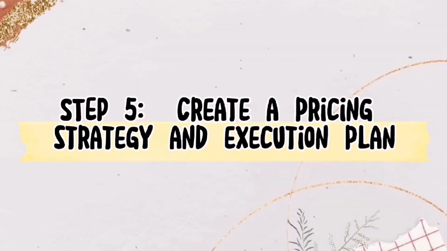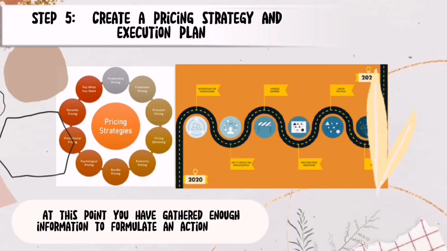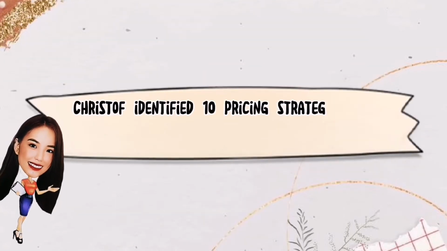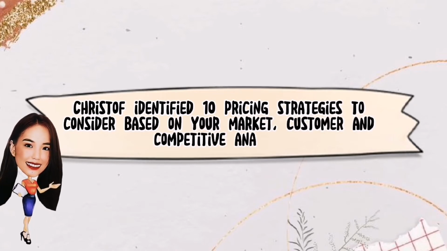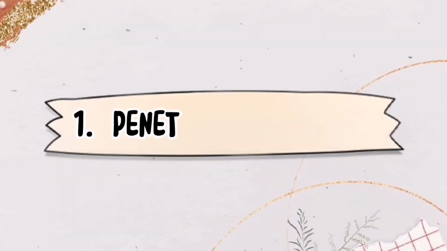Step 5. Create a pricing strategy and execution plan. At this point, you have gathered enough information to formulate an action plan. Christoph identified 10 pricing strategies to consider based on your market, customer, and competitive analysis. The 10 pricing strategies. Number 1.